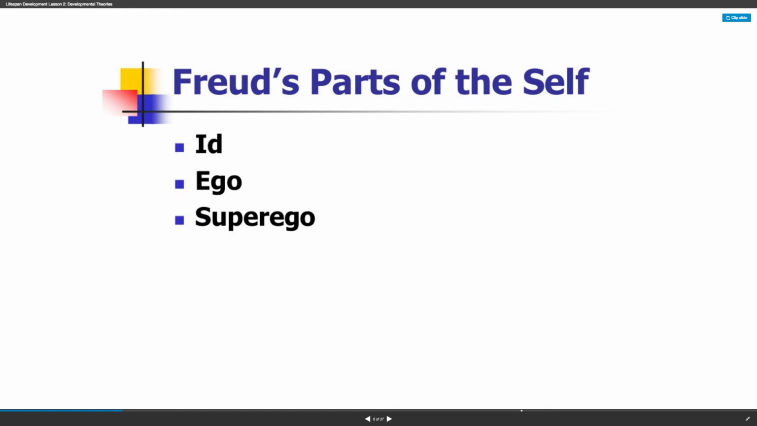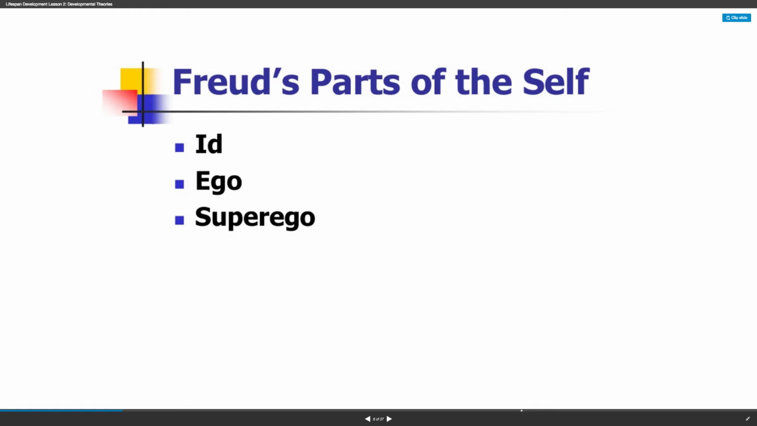Now your ego develops through interaction with others and is guided by logic, or the reality principle. So we're going to go back to that purse again. You see that name brand purse and you really want it and you're going to buy it, and then your ego steps in and says you don't have the money for it, so you're not going to buy it.